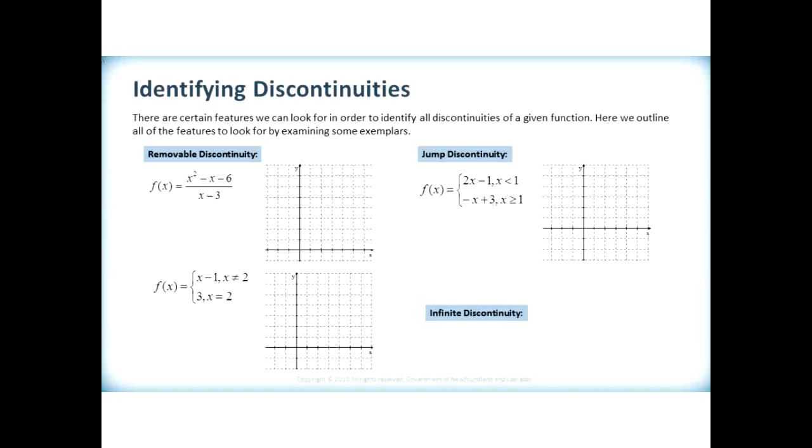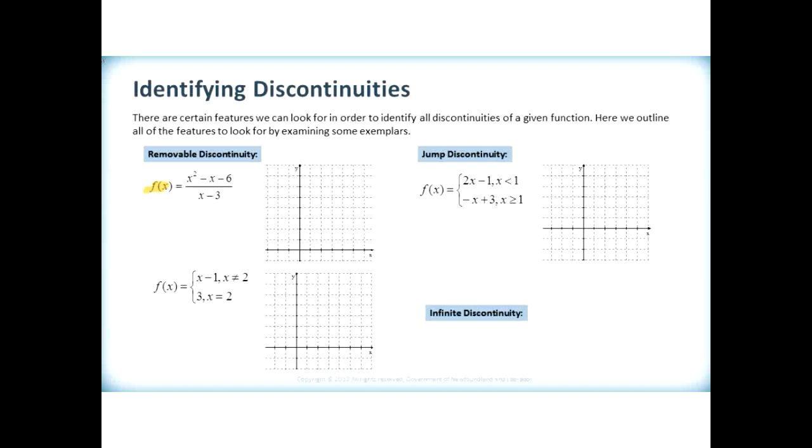Okay, so we'll start here with three examples or exemplars, and for each of these we're going to talk about the type of discontinuity that we see and what's causing that to happen. Okay, so the first one that we have, we're given a function here, and the function is given as f of x equals x squared minus x minus 6 divided by x minus 3.